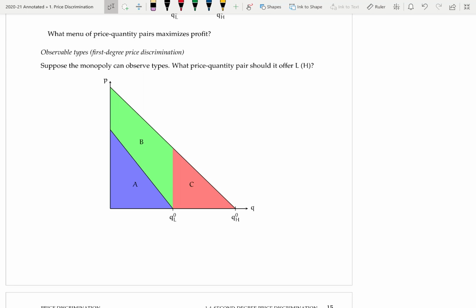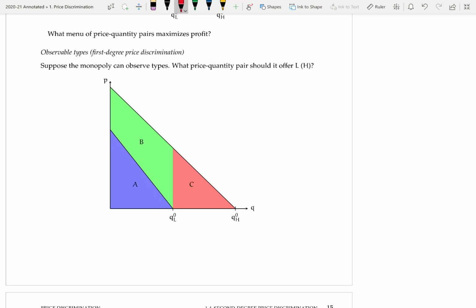Well, because they can distinguish between the two types, they can offer each type a different price quantity pair. So we need to think about what should they offer to L and what should they offer to H. So looking at this diagram, let's look at L first. This is their demand curve. Now we know under first degree price discrimination that the monopolist wants to sell this quantity here, because that's where the marginal cost curve crosses the marginal benefit curve. And this marginal benefit curve is also the marginal revenue curve, because the monopolist is able to charge exactly what the consumer is willing to pay.